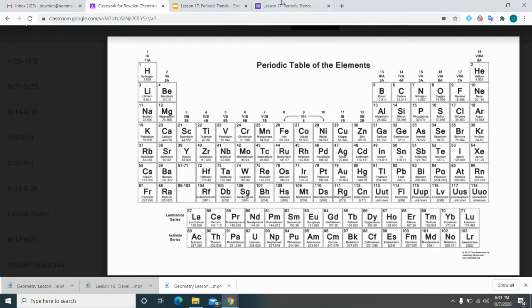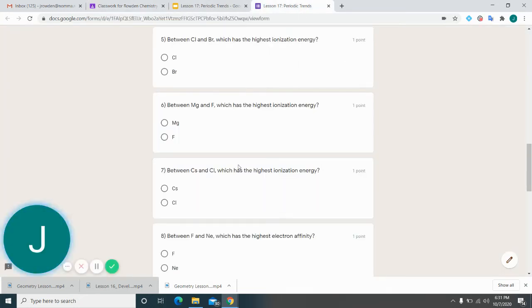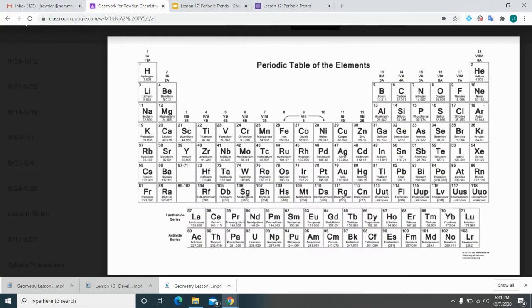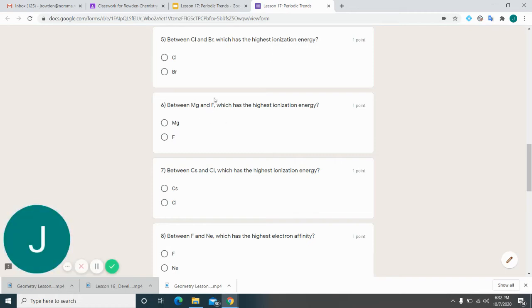So when we do these same kind of questions, you'll notice right now that 5, 6, and 7 are the same as 1, 2, and 3. Cl and Br. Which one's going to have the higher ionization energy? Let's look at Cl and Br. Now we need to pick whichever one is up and to the right, whichever one is highest. Okay? So we'll do Cl for that one. Cl is going to win.